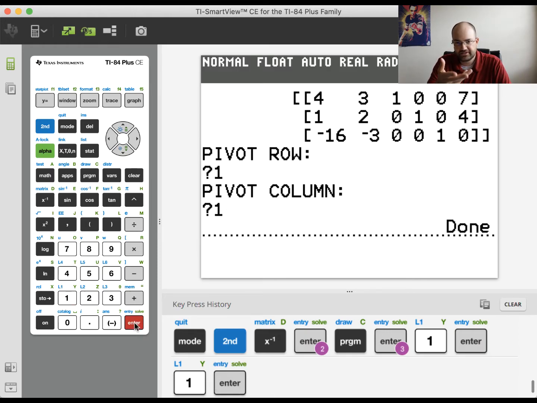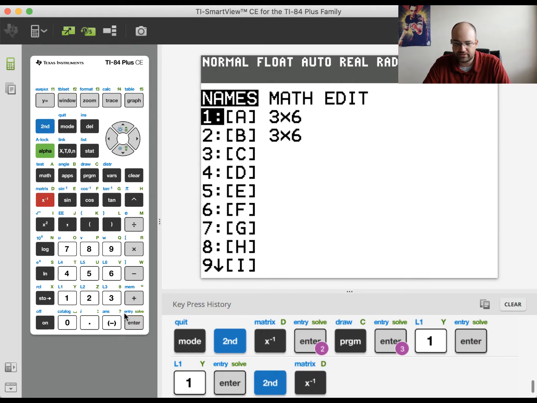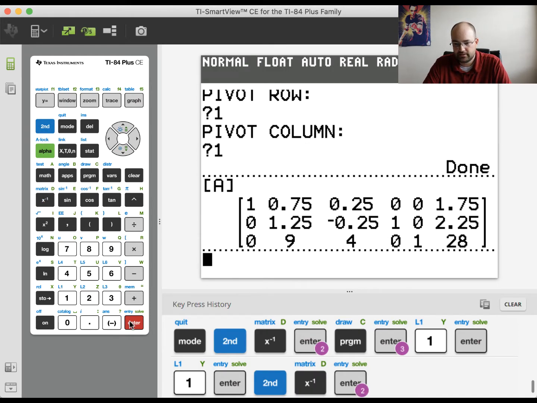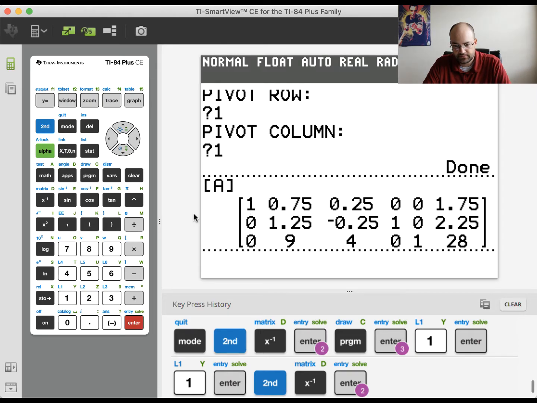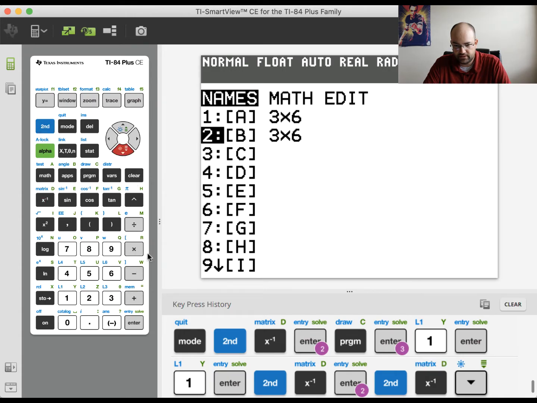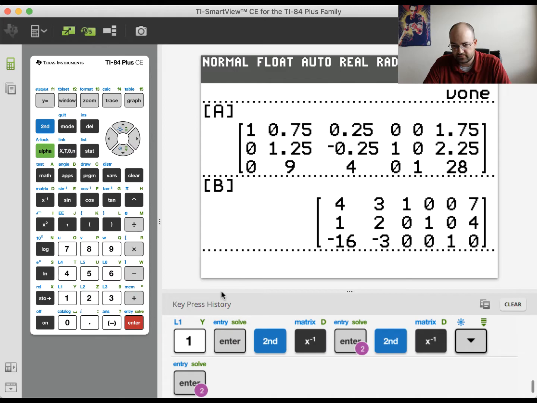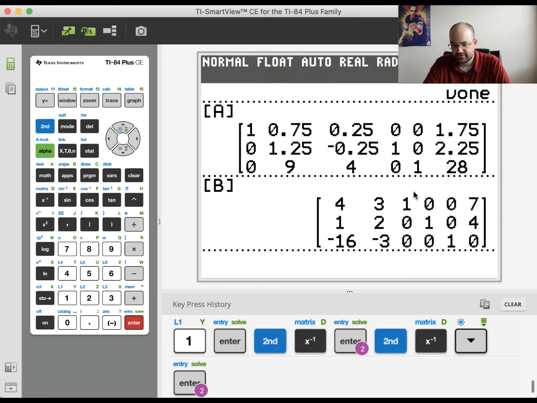Good. Notice it just says done. To see what happened, we have to look at our new matrix, which is now matrix A. And there you go. Notice we have a 1 and everything above and below is 0 there. And just for reference here, these are the two matrices.